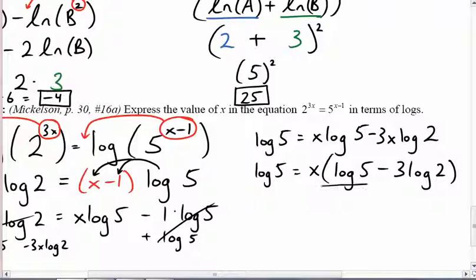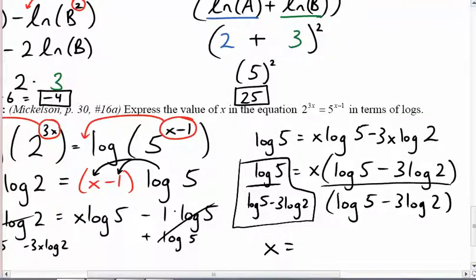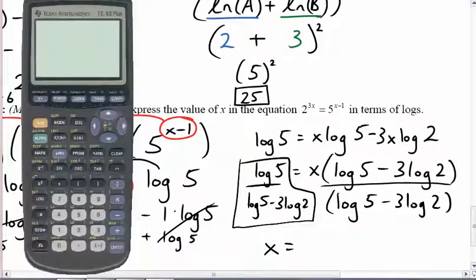So then you can divide both sides by everything that's in the brackets. And that would be how you would leave your final answer. So the answer is log 5 over log 5 minus 3 log 2. If we change that to a decimal, log 5 over, in brackets, log 5 minus 3 log 2 is negative 3.42.